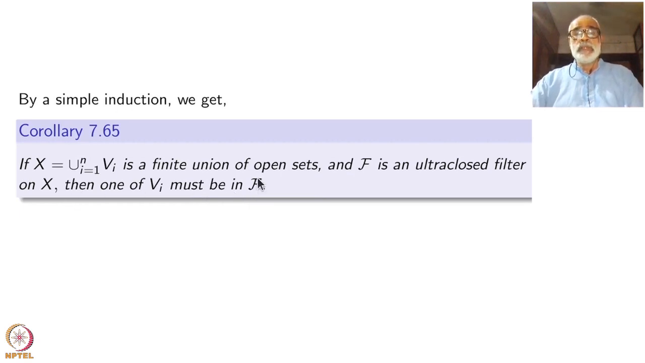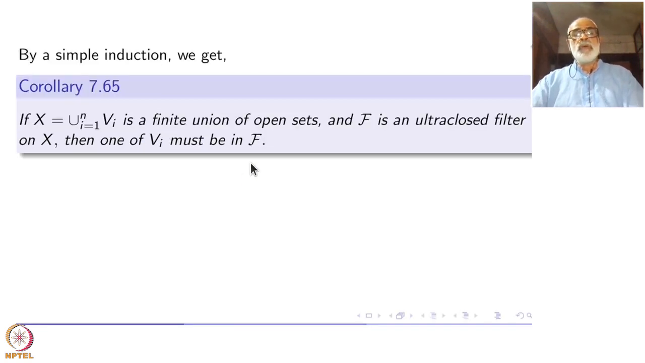To begin with, every filter contains the entire set X. Therefore, you can just write X as the union for i from 1 to n minus 1 of Vi, union Vn. Apply this criterion: either Vn is there, then we are done, or the union of Vi for i from 1 to n minus 1 must be inside F. Now you apply induction, so one of the Vi's must be inside F.